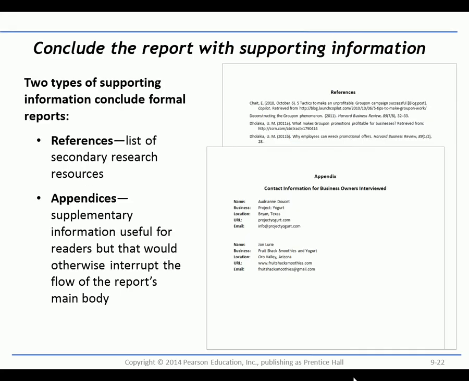Formal reports may conclude with 2 types of supporting information, reference lists and appendices. As Figure 9.9d illustrates, the report contains both types of supporting information. References. If the report uses secondary research sources, create a reference section to list those sources. The reference section begins on its own page, immediately after the detailed discussion or body of the report. Use the appropriate documentation method, such as APA, CMS, or MLA.